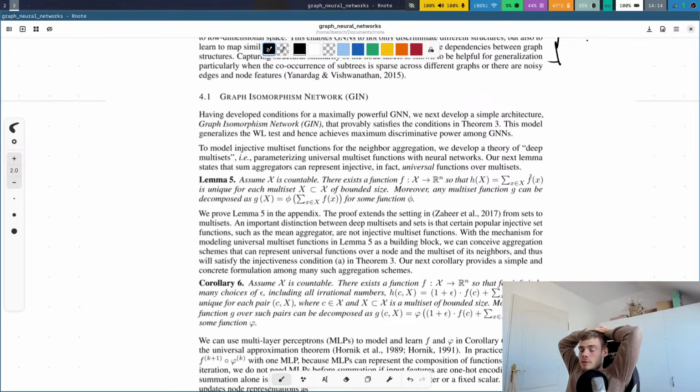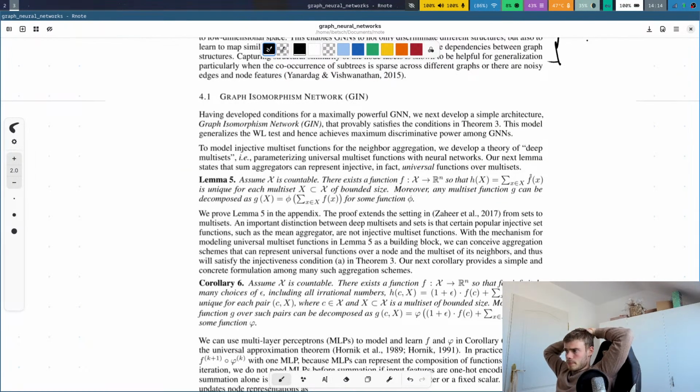And if we have 2 different multisets, the GNN should also have 2 different outputs. And the multiset is always a neighborhood, right? Or a set of neighborhoods? I don't know.